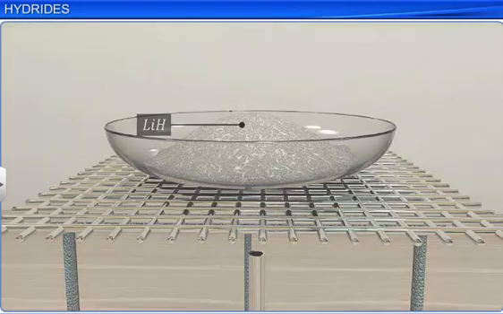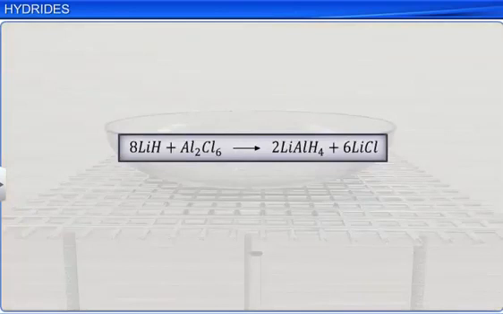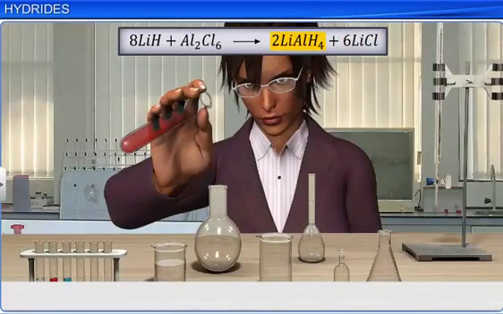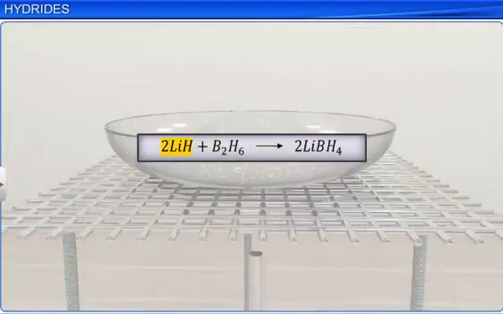The reaction that takes place is: lithium hydride reacts with aluminium chloride to give lithium aluminium hydride and lithium chloride. Lithium aluminium hydride is a powerful reducing agent and used extensively in organic chemistry. Lithium hydride also reacts with boron hydride to give lithium boron hydride.